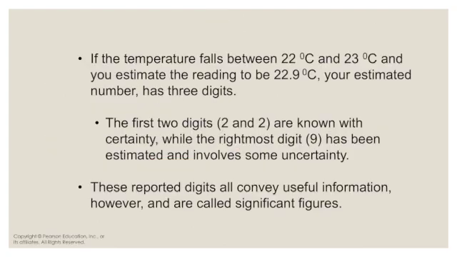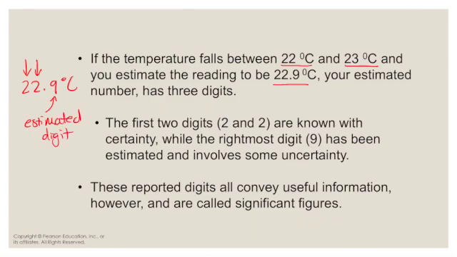For example, if you're using a thermometer and the temperature falls between 22 degrees Celsius and 23 degrees Celsius, and you estimate the reading to be 22.9, you have 3 digits in your answer. So here's your 22.9. These two numbers would be certain, and then the 9 would be your estimated digit.